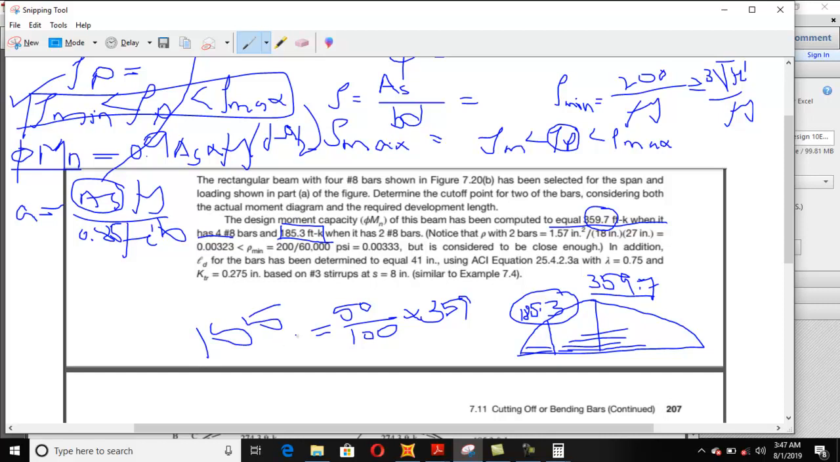Now, at the beginning of this lecture series, in lecture 8, I already defined that if you are providing 4 number add bars for this kind of moment, and now your moment becomes 50% less, then obviously 50% fewer bars will be needed at that point. This is the basic mechanism of cut-off bars.